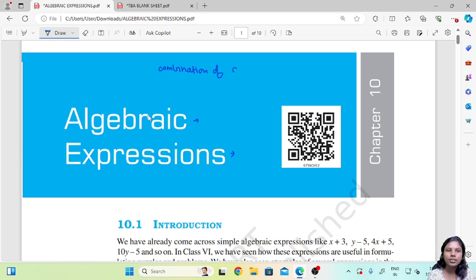of constants and variables. Variables we already know they are varied. We can change them. They don't remain constant. So this combination of constants and variables is known as algebraic expressions. Now this combination of constants can be along with different operations like addition, subtraction, multiplication and division.